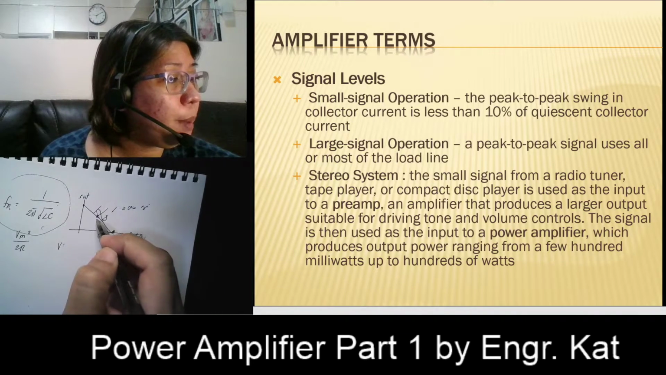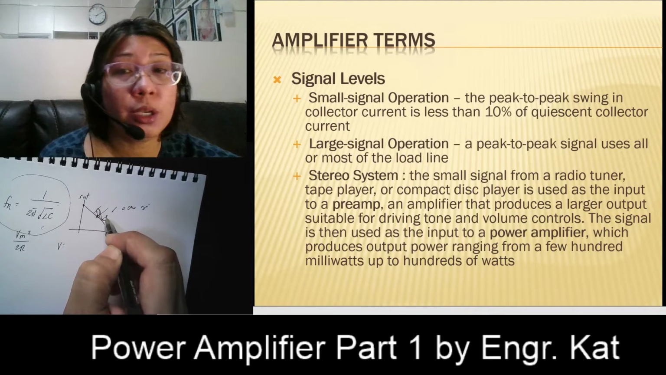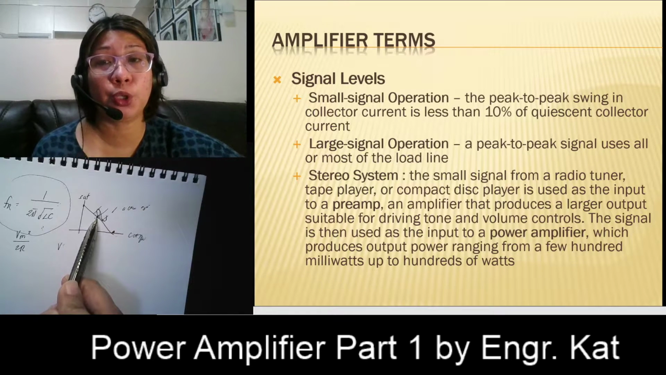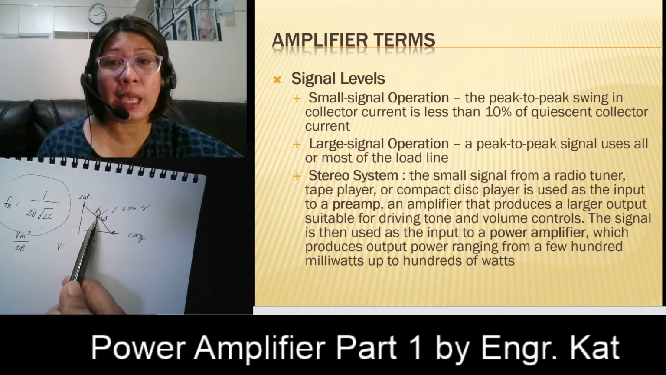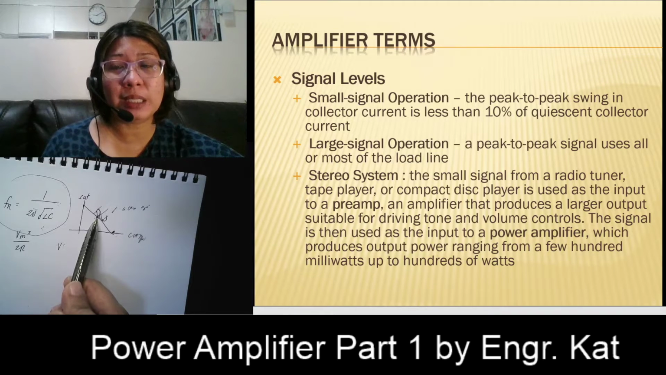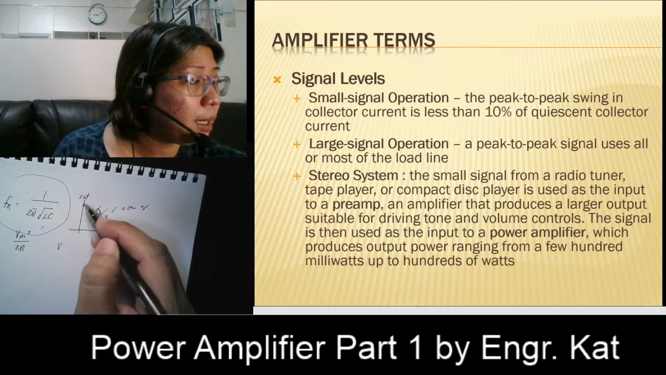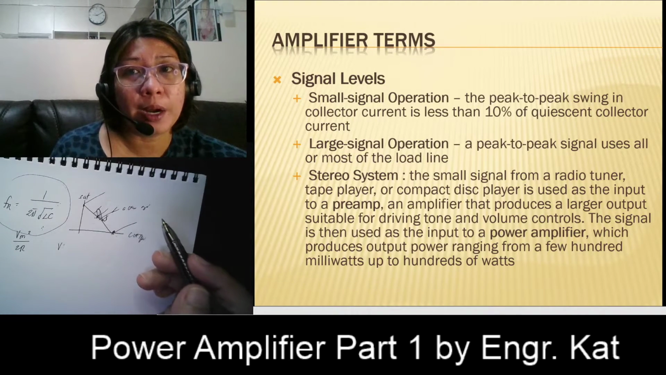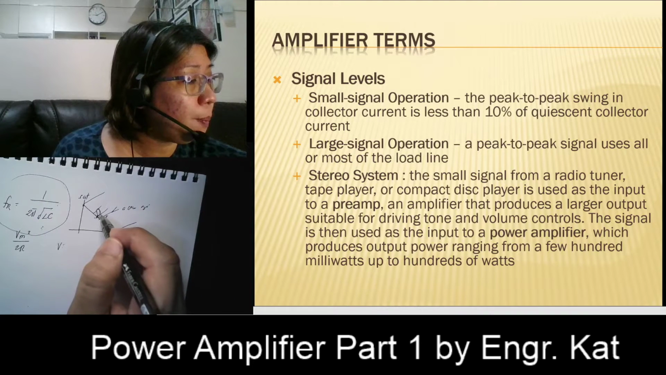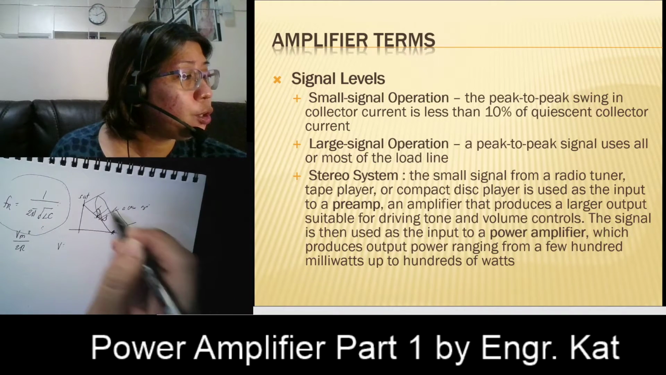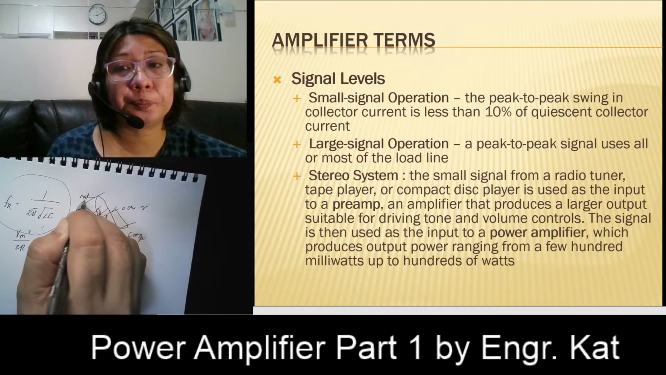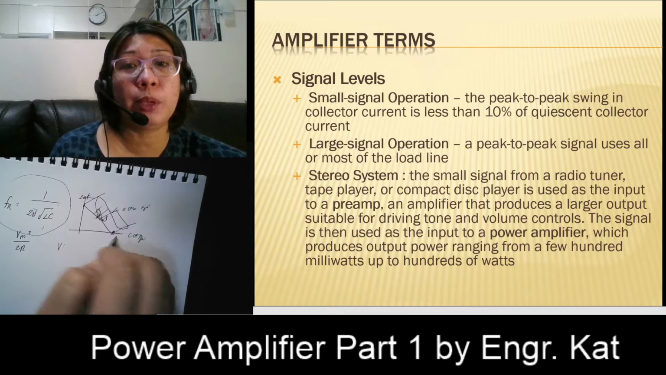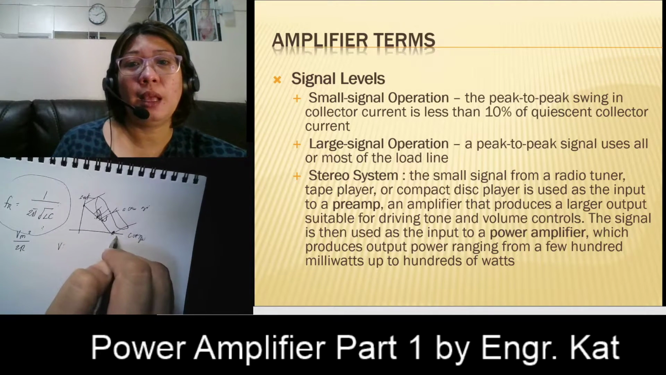Okay, so we will be placing an input signal which is small enough that it will be contained only in the middle portion of our active region, while for large signal operation, we need an input signal that can occupy the entire range from saturation to cutoff. So if we place an input signal this large, it will be functioning in the saturation and cutoff regions. Therefore, we are talking about large signal operation.